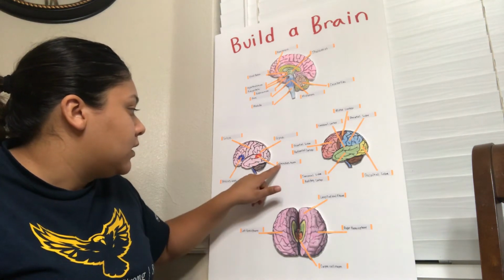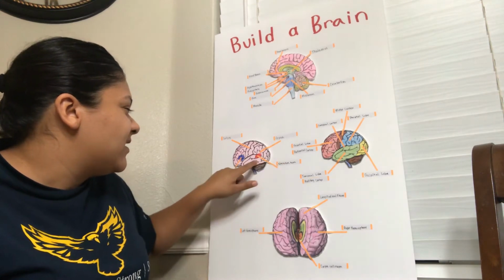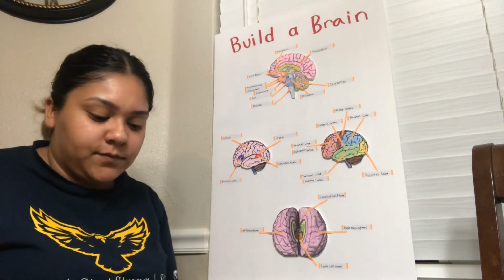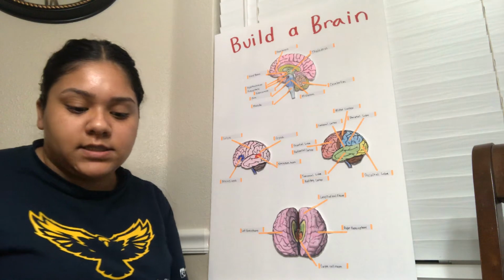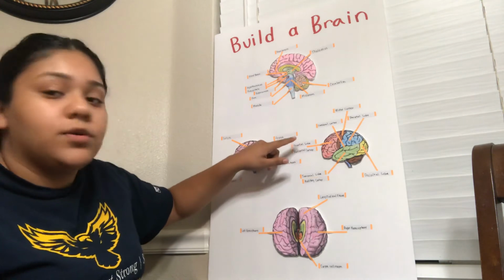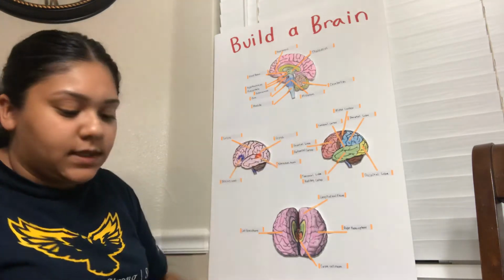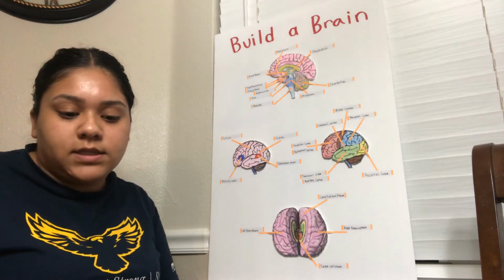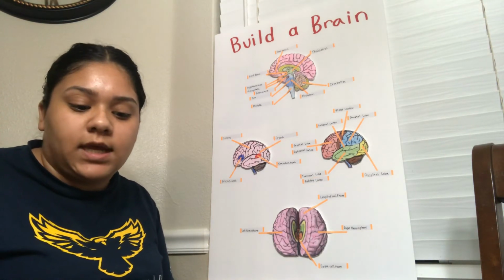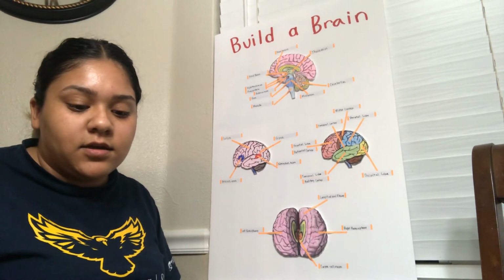Right here we have the Wernicke's area? I don't know how to pronounce that. Okay, and that's that little red part right there. Its function is language interpretation. Now we have the cerebral cortex. That's this part, which is this whole thing. And the function is playing a key role in attention, perception, awareness, thoughts, memories, language, and this one's gonna get me, consciousness.